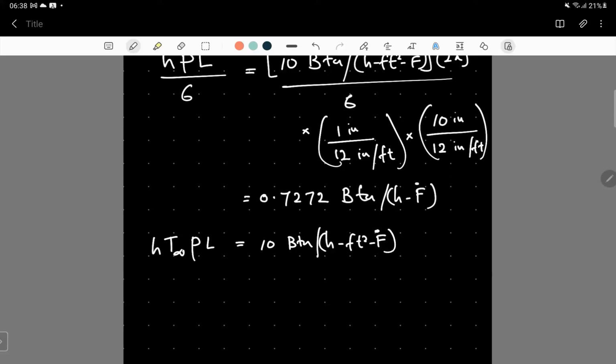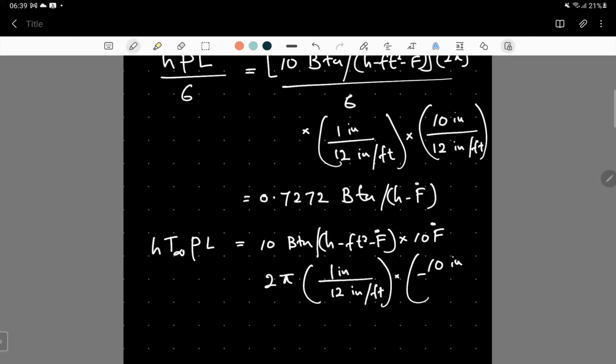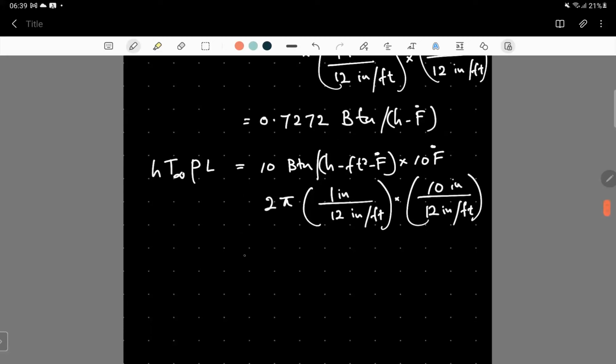in imperial units, and the temperature of the free stream is 10 Fahrenheit degrees. We multiply by the perimeter 2πr, where r corresponds to 1 inch, which has to be converted to feet, and the length of the element is 10 inches, again converted to feet. You would get 43.63 British thermal units per hour.